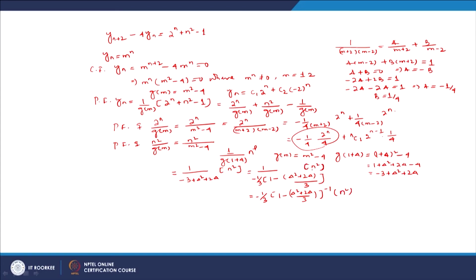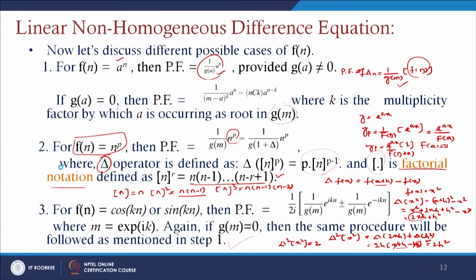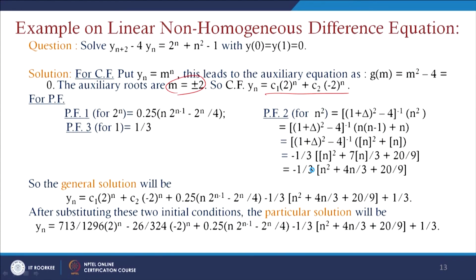Already we know that if we use these delta operators on the factorial form, then it is easy to handle. So, our first aim is that we have to convert this n square into the factorial part here. So, first we have tried to convert this n square into the factorial part. That is why we are writing this n square in the form of n into n minus 1 plus n here.